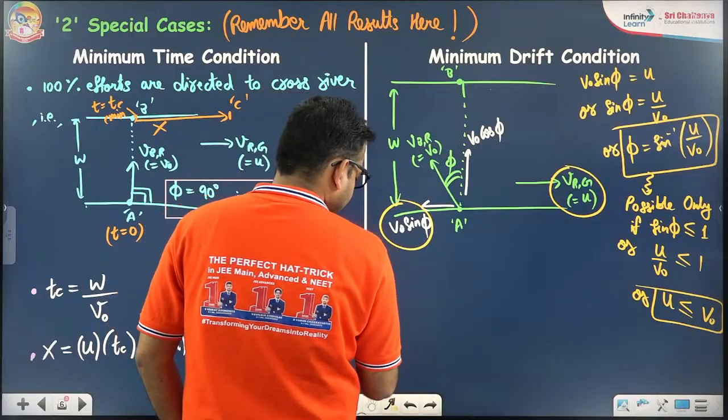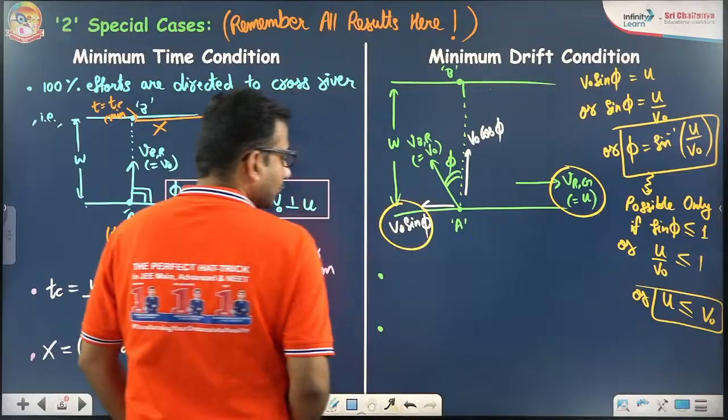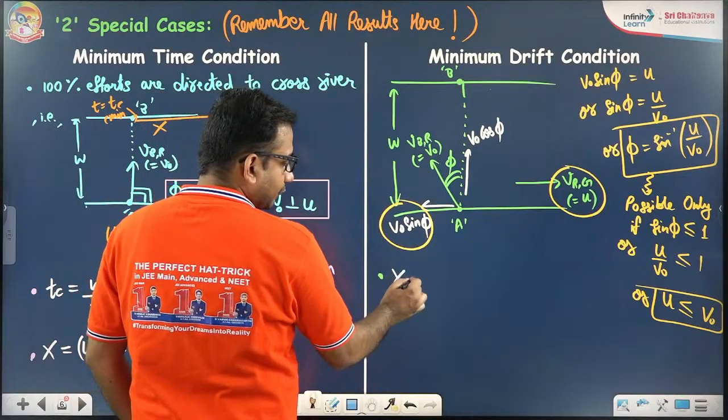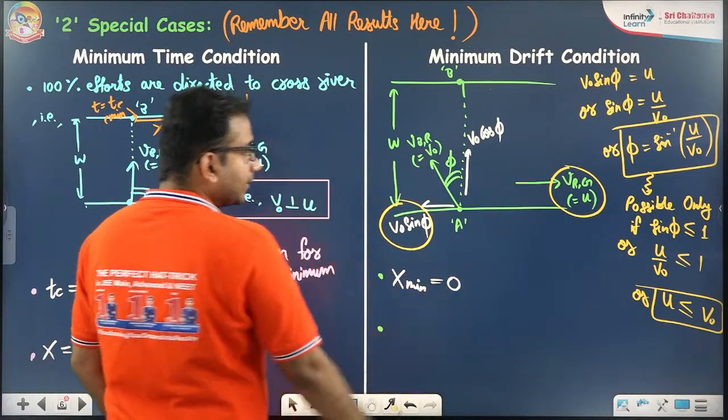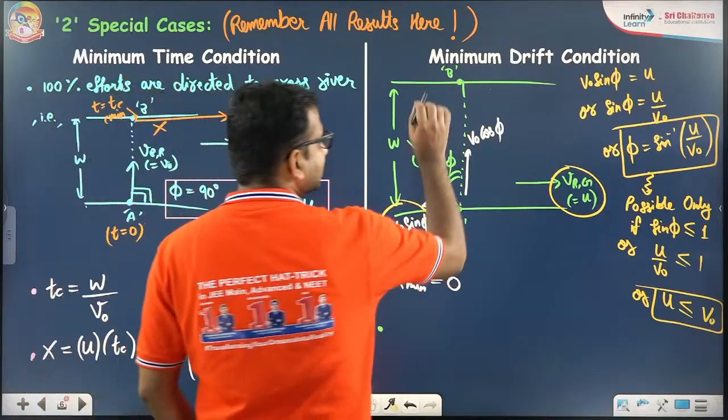What will be the time of crossing, and what will be the minimum drift? So here, first of all, minimum drift is 0. Here minimum drift is 0 because you want to exactly reach over here.